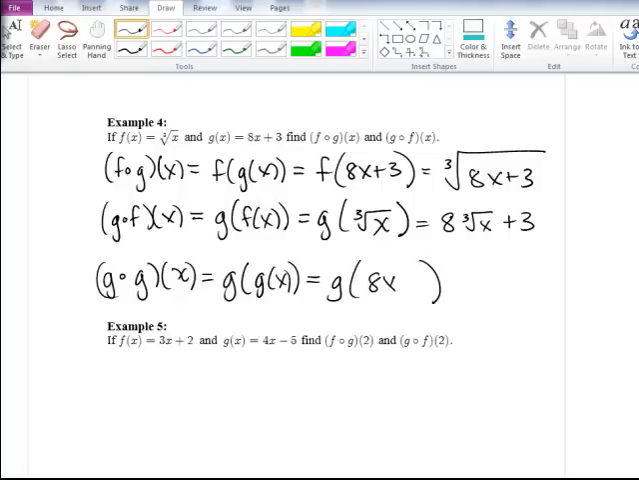Then I want g of this expression 8x plus 3. So I take the structure for g again, which is 8 times the input plus 3, and my old input was 8x plus 3, so I have 8 times that whole expression plus 3 again. So if I simplify, I'd have 64x plus 27, 24 plus 3.